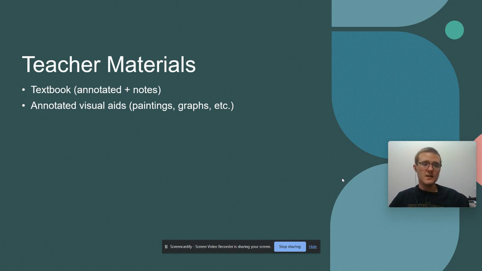And then, in addition to the textbook, I would also like the teacher to have annotated visual aids. So, for this assignment, and I'll get later into this, the teacher will present students with paintings and graphs and all that. I would like the teacher to have an annotated version of that with the same images but have their own notes on it so that the teacher has an idea of what exactly they're looking for so that they're not jumping all over the place and we're not wasting time.